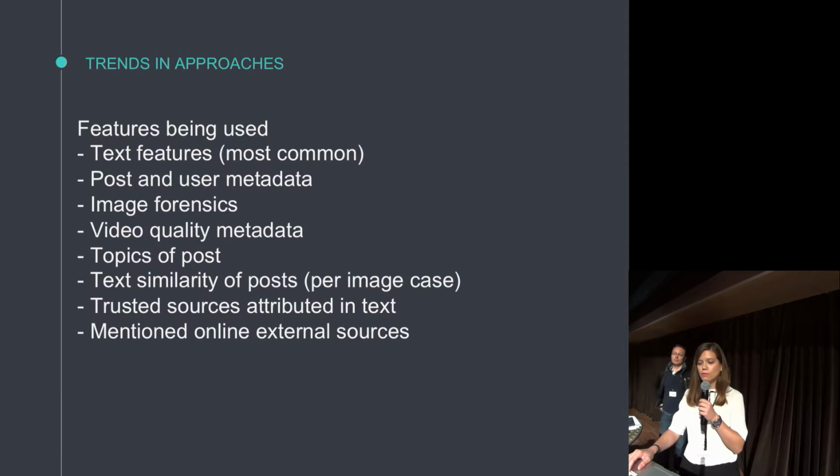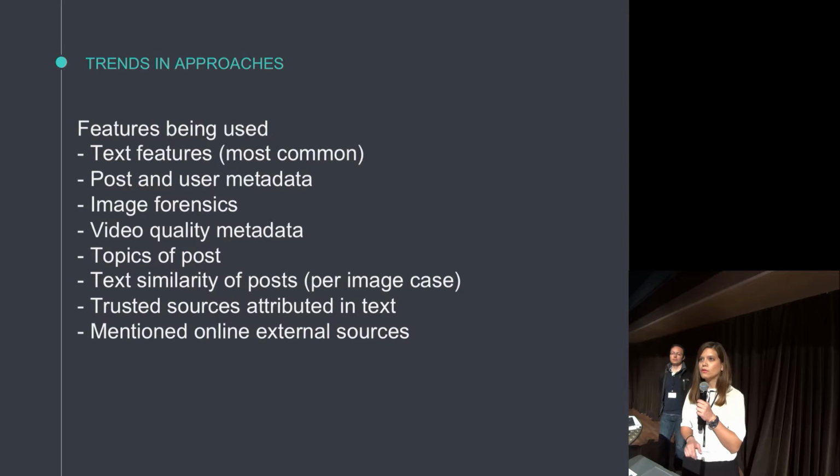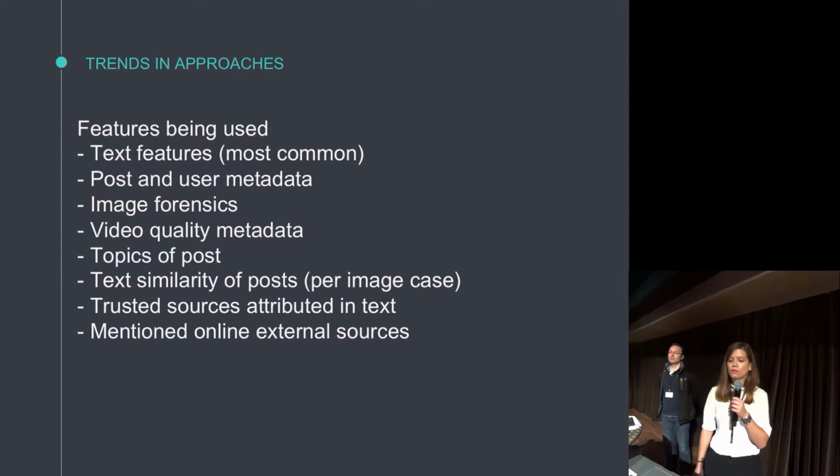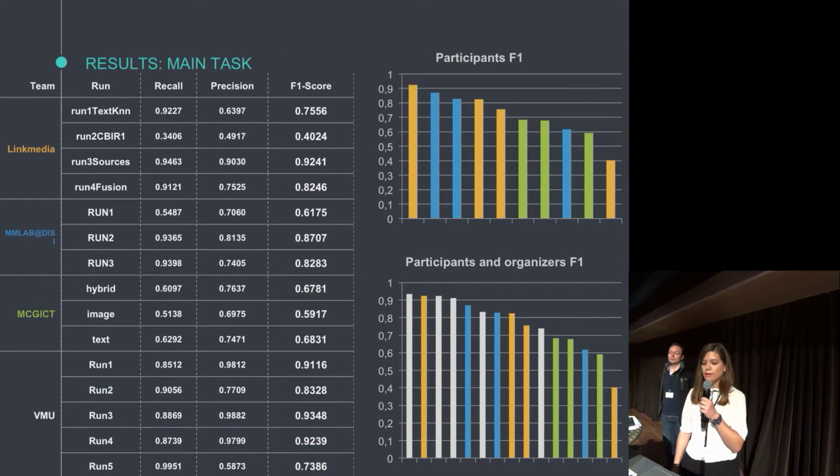Several features were used in the approaches. We had text features, that was the most common. Also post and user metadata. For the image case, we have image forensics, video quality metadata. We had one team that created topics of posts and extracted statistical features from these topics. Also text similarity of posts and trusted sources attributed in text. And finally, some external sources found online. Here we have the results of the main task, ranked by the F score.